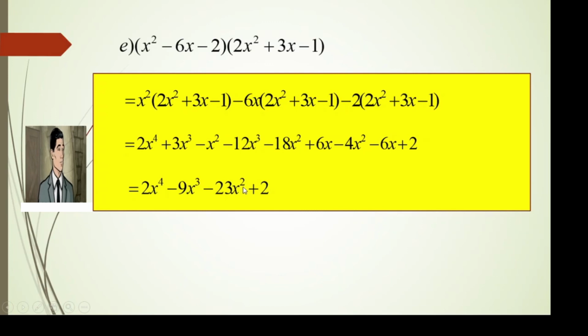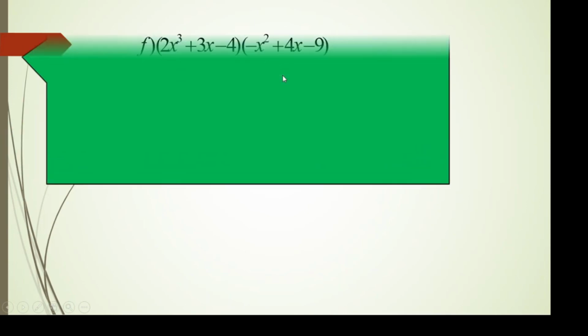Then x squared. And combine positive 6x and negative 6x, and that is 0. So that is why we copy positive 2. Okay, so next is letter F. The given, the quantity of 2x cubed plus 3x minus 4 times the quantity of negative x squared plus 4x minus 9.